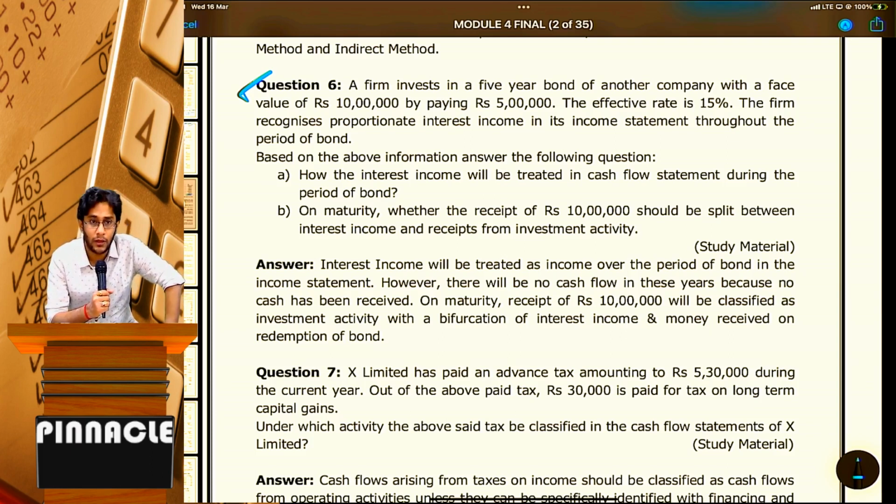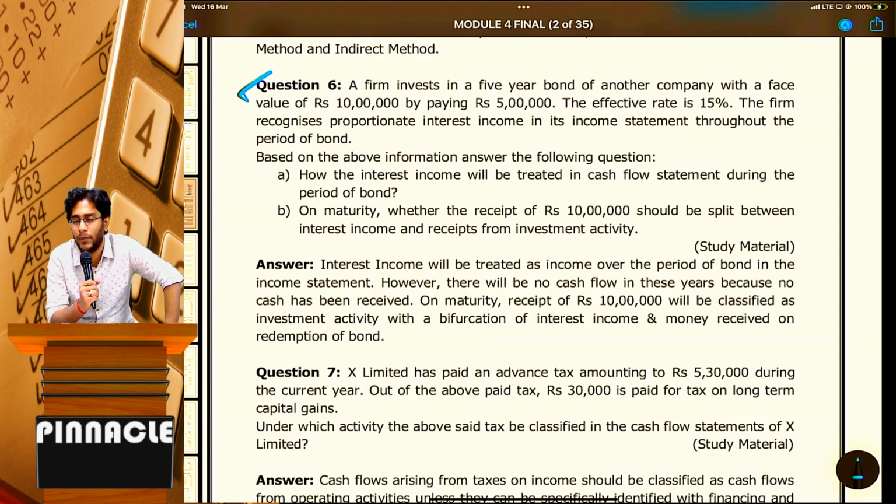That means you invested 5 lakhs only, but for the next 5 years you will receive nothing. At the end of the 5th year, you will receive an amount of 10 lakhs. So every year, accounting, what will happen, sir? Investment account debit to interest income, and keep on writing for a period of 5 years. He is asking, based on the information, answer the following questions. Number 1, how the interest income will be treated in the cash flow statement during the period of the bond?